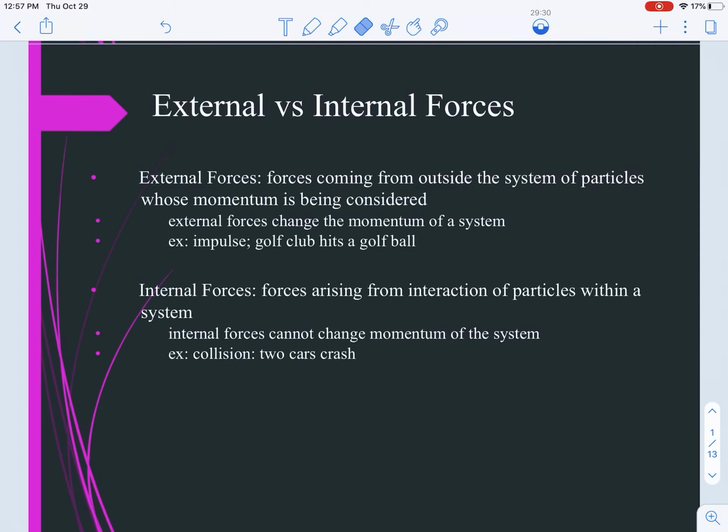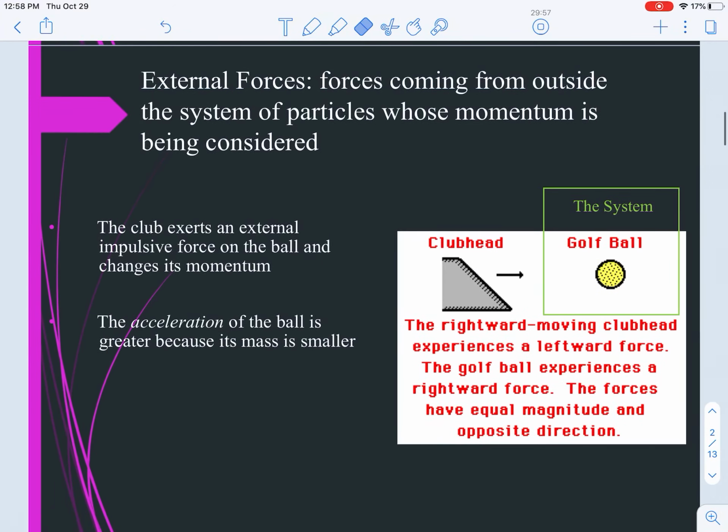And so whenever we have external forces, the momentum of that system is going to change. The external forces change the momentum of a system. Our example here is impulse, what we talked about in our last lesson: a force applied for some time, and the result of that force is that the amount of momentum that our object has now changed. So a golf club hits a golf ball.